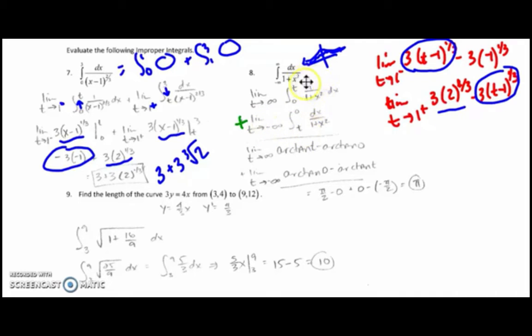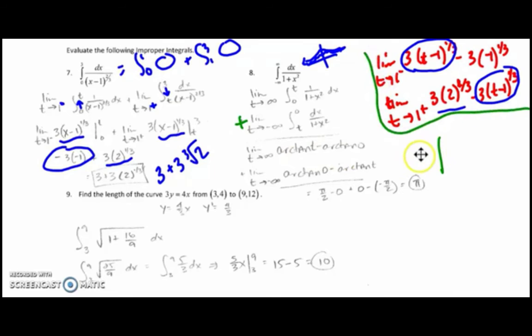And as you know, 1 over 1 plus x squared integrates to the arctan. So for the first integral here, I have arctan, and I evaluate it at t, and subtract out evaluating it at 0. So the limit as t goes to infinity of arctan of t minus arctan of 0. The second integral, I integrate to arctan and evaluate it first at 0 and then subtract out evaluating it at t, and that's what's happening here. And I'll evaluate that as t goes to negative infinity.